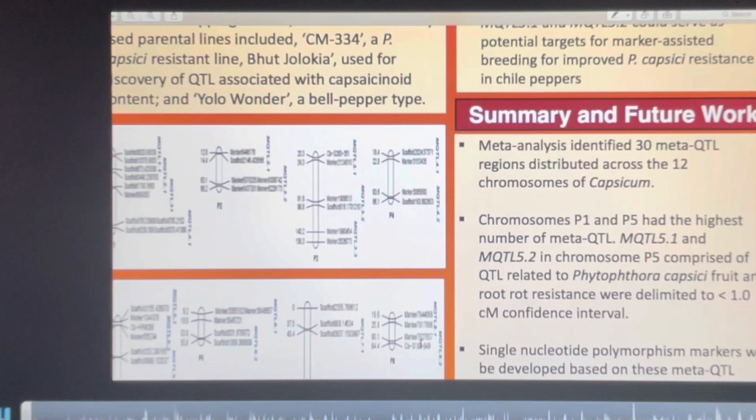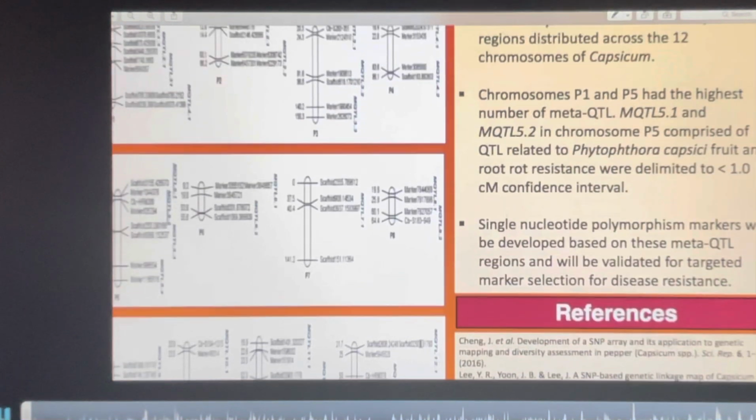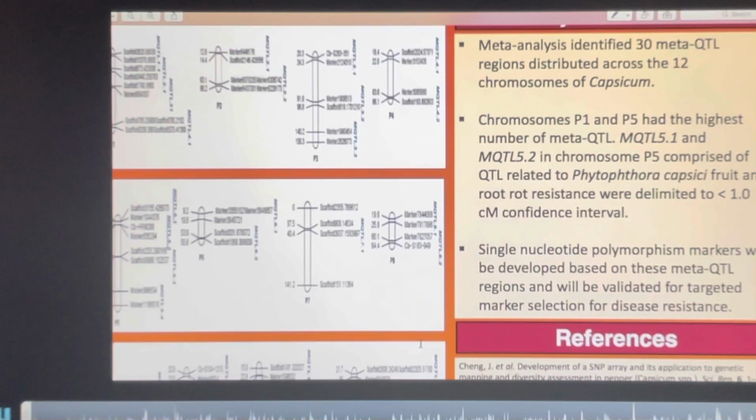Meta-analysis identified 30 meta-QTL regions across the 12 chromosomes in Capsicum. And from here, molecular markers based on these meta-QTL regions, i.e. 5.1 and 5.2, will be developed and validated for targeted marker selection using breeding lines from the NMSU chili pepper breeding program for improved P.